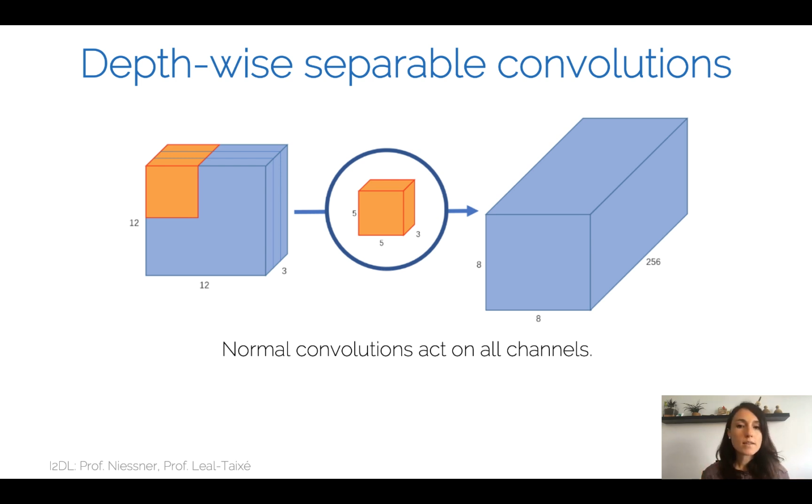As we have been saying since the last lecture, the depth of the filter is going to match the depth of the input. In this case, I have a 5x5 filter, and the depth of the filter is 3 because the depth of the input is also 3. And again, I apply this convolution, I obtain 256 channels, which means that I have 256 of these filters being applied to the input. So these are normal convolutions.